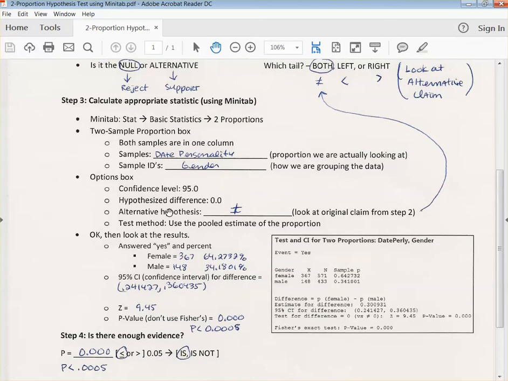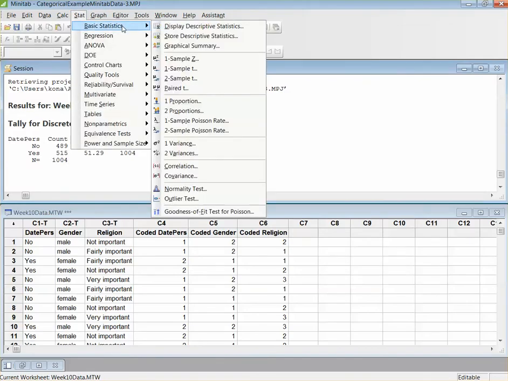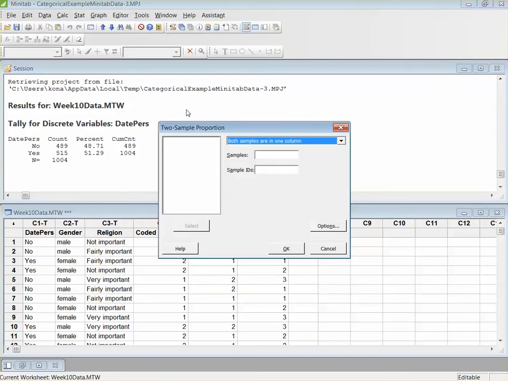So moving right along, the next thing we're going to need to do is actually calculate the appropriate statistic using Minitab. So we're going to come back to Minitab. We're going to do Stat, Basic Stats, Two Proportions. For our samples, that's our date personality, because that's our actual data that we're counting, whether or not they would date someone who had a good personality but they weren't attracted to. And then the sample IDs are gender. Both samples are in one column, so you can leave that one.